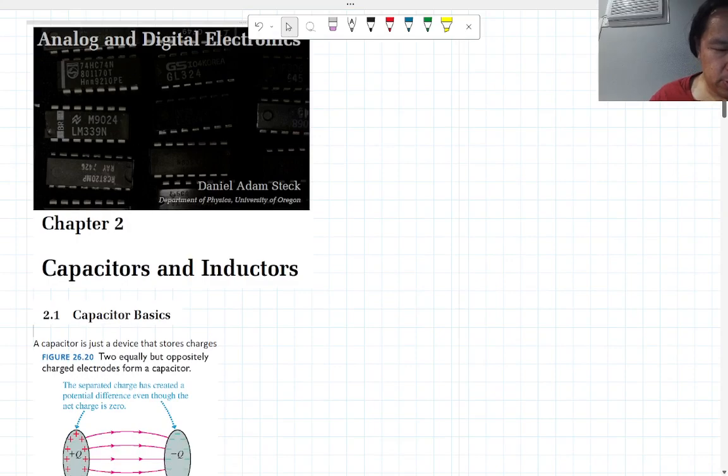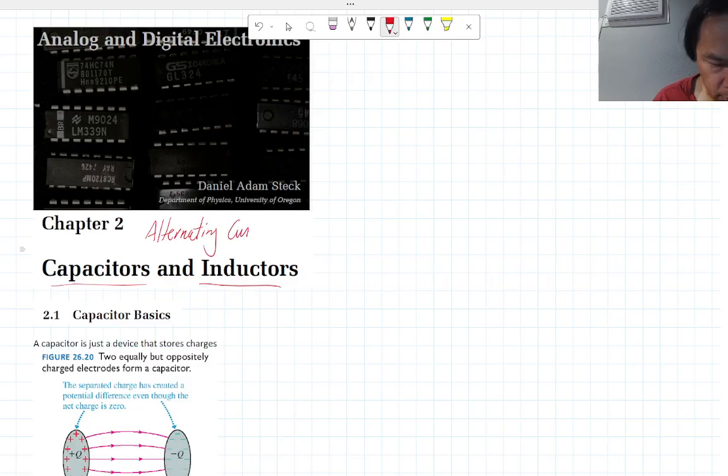So this chapter is going to start talking about capacitors and inductors, and that's because we're going to be plugging them into alternating current circuits. Okay. Actually, more accurately, as I mentioned, this is actually just a voltage source that's time varying.